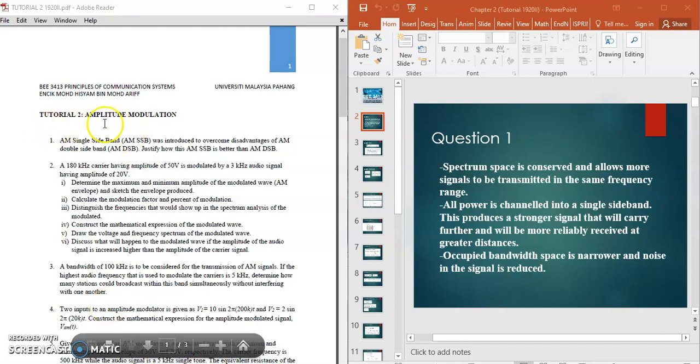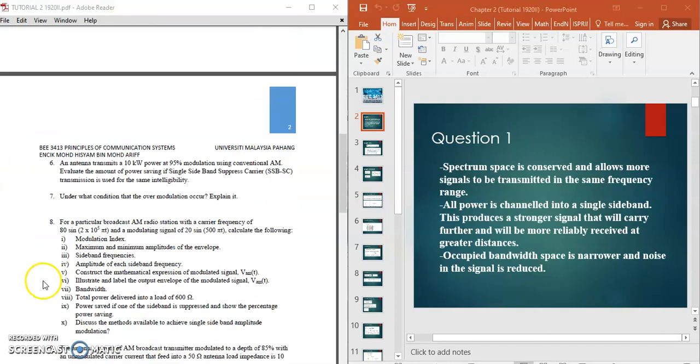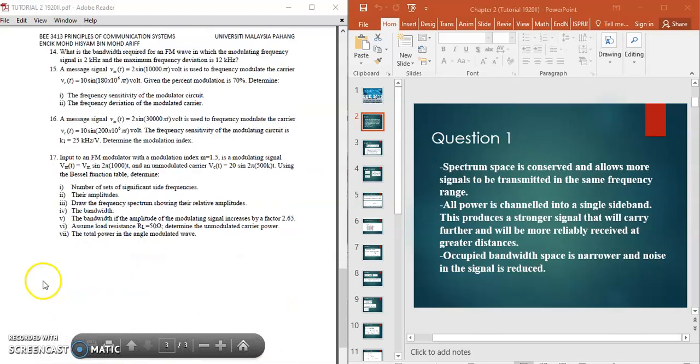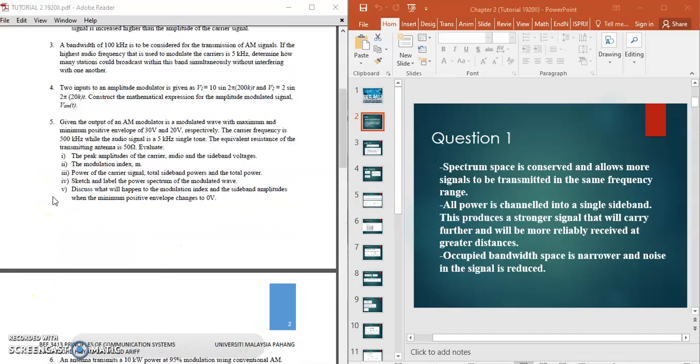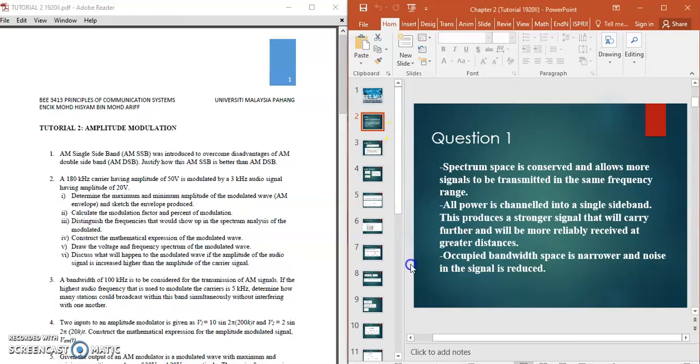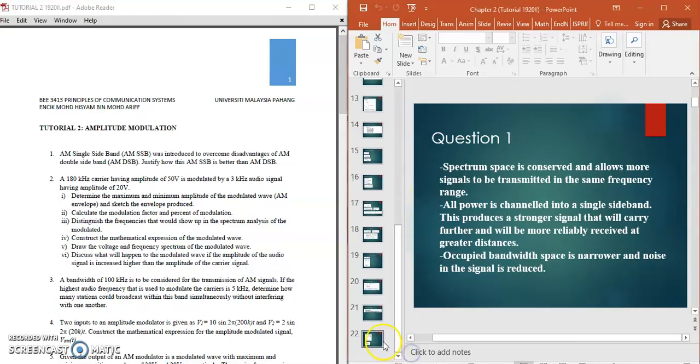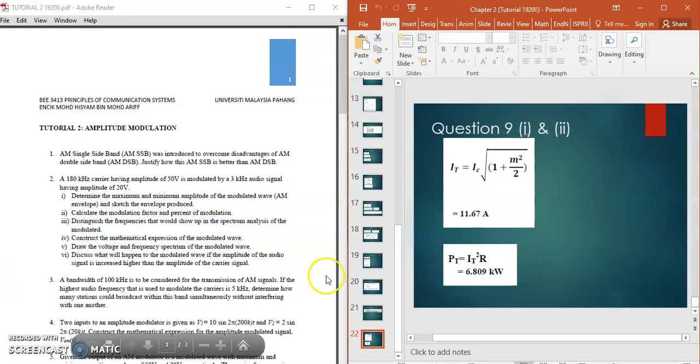We go to tutorial 2. Basically, I give you 17 questions, but for this session, I only give you the solution till question number 9.